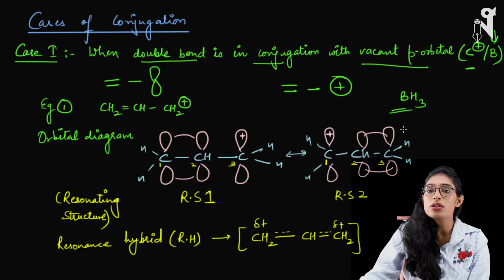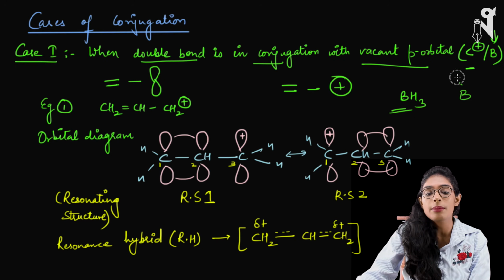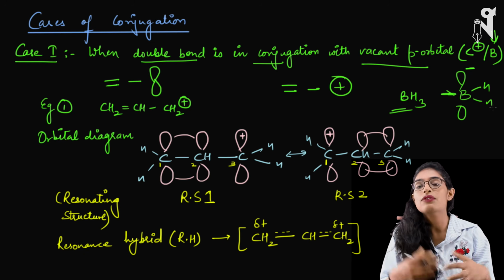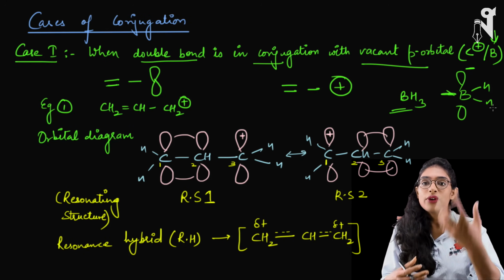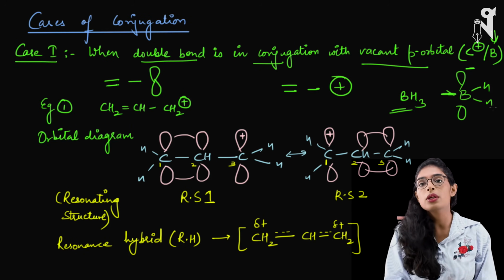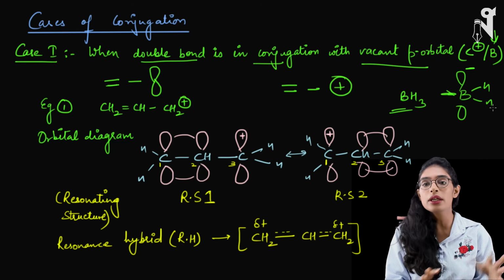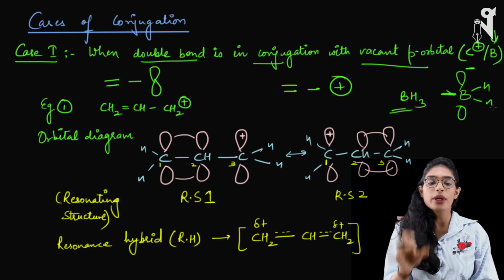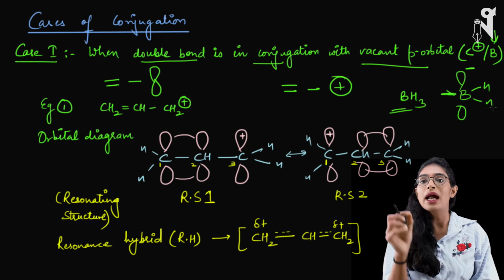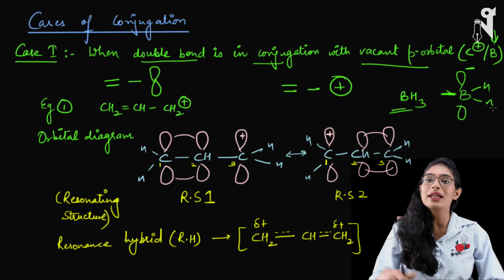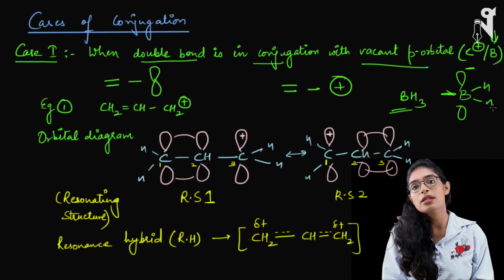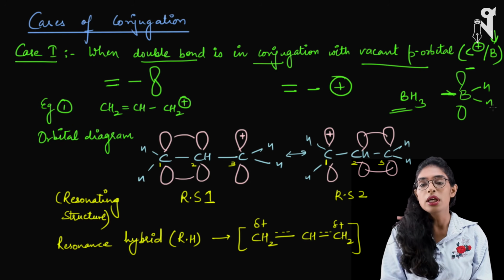If you talk about the BH3 structure, it has an empty p orbital naturally present. So if an atom has a naturally vacant p orbital present, that can also be included in the conjugation. So conjugation is not a concept only for organic, this is there in the inorganic also. Here when we are saying vacant p orbital, that can be due to the positive charge, or it can be naturally in the atom, a vacant p orbital which you can use for the conjugation.